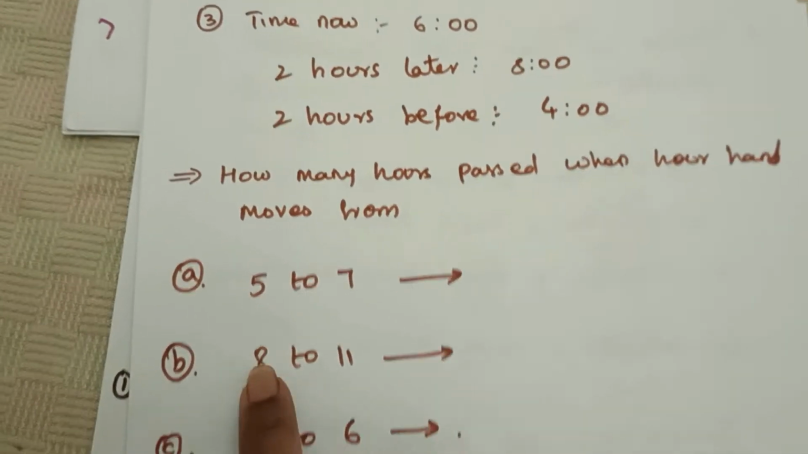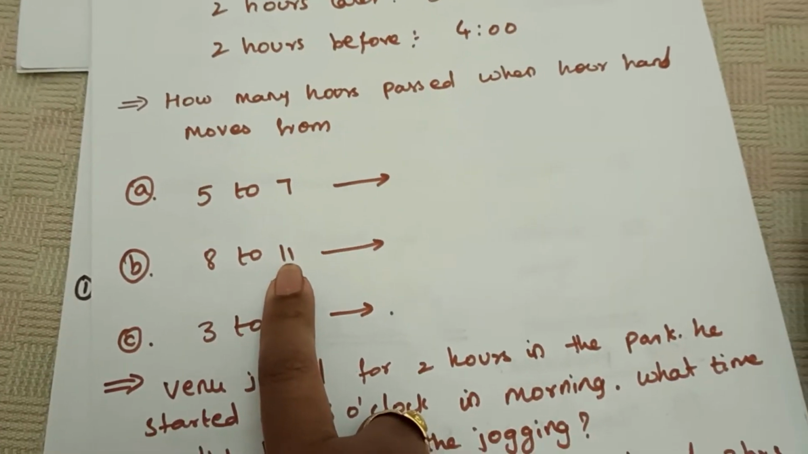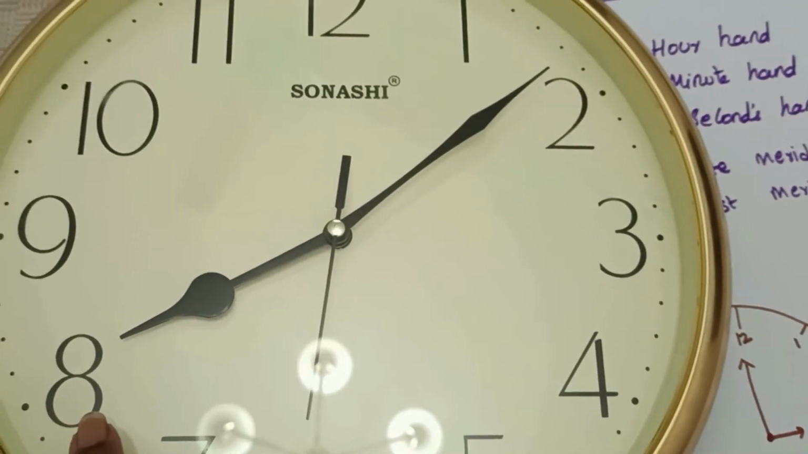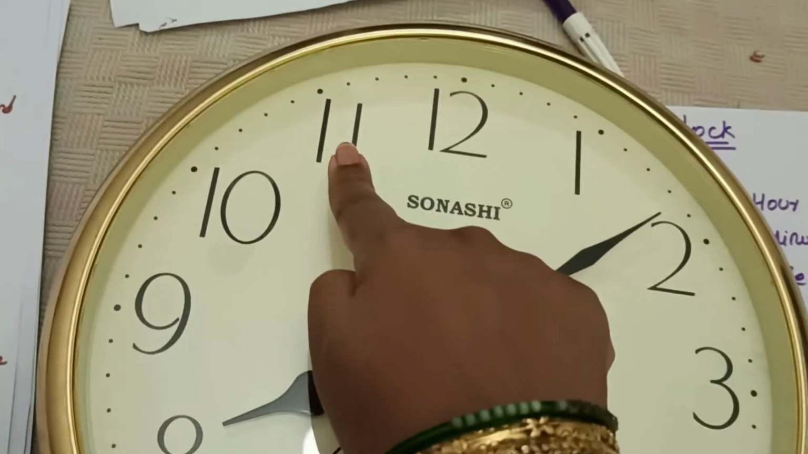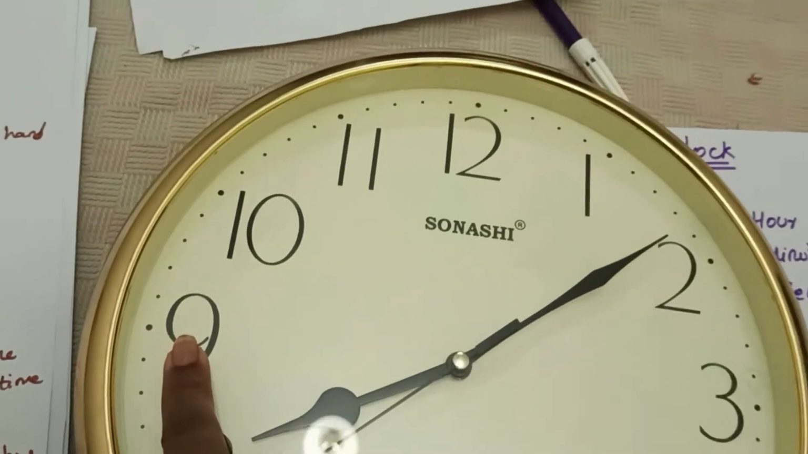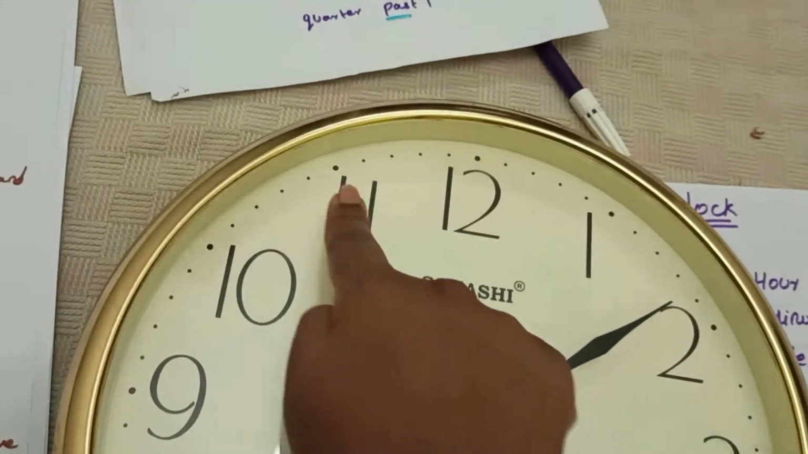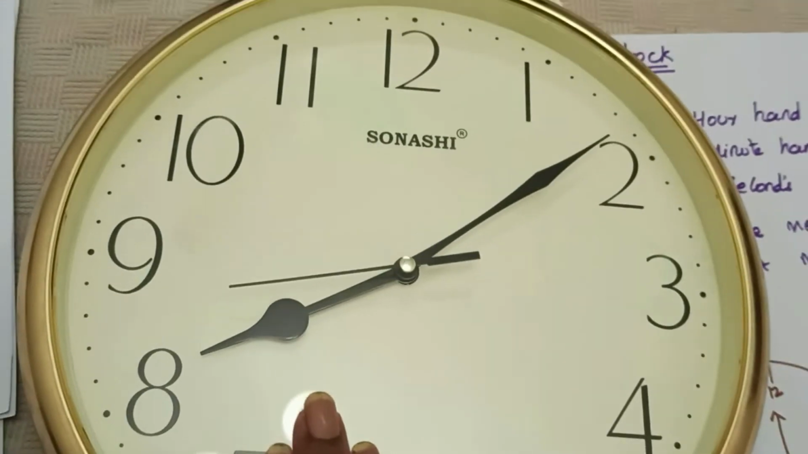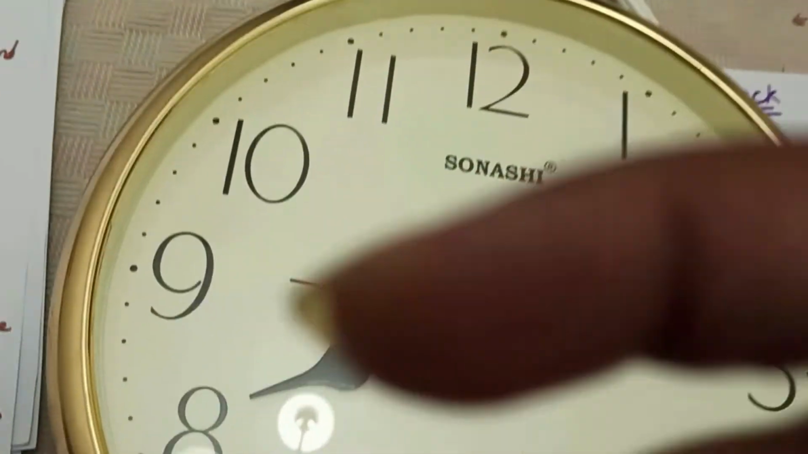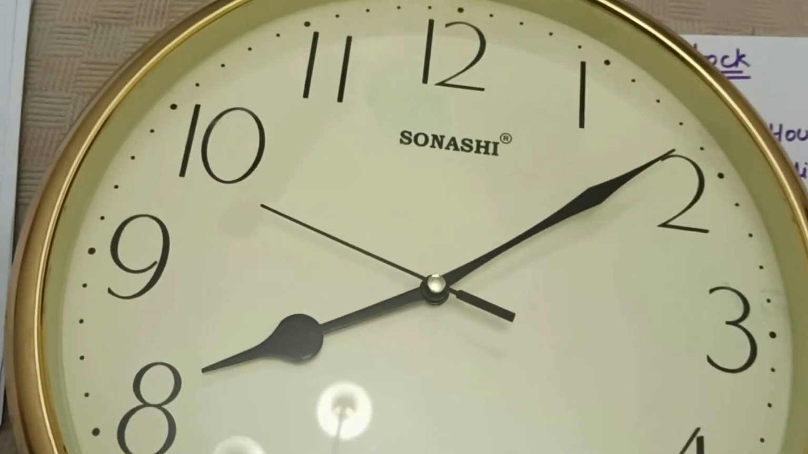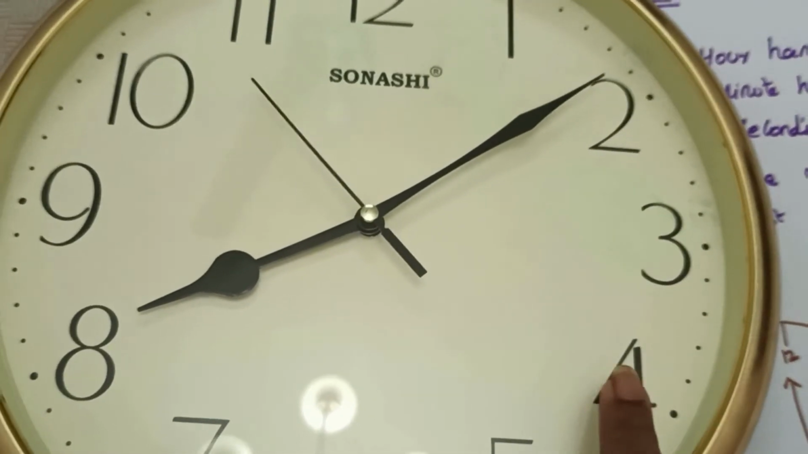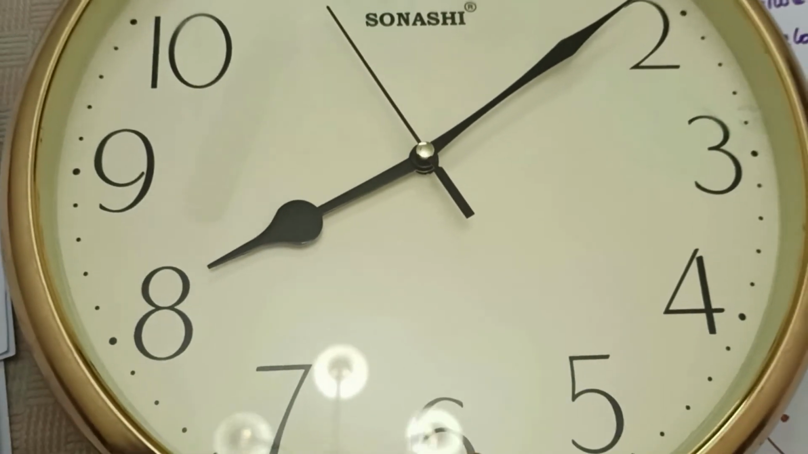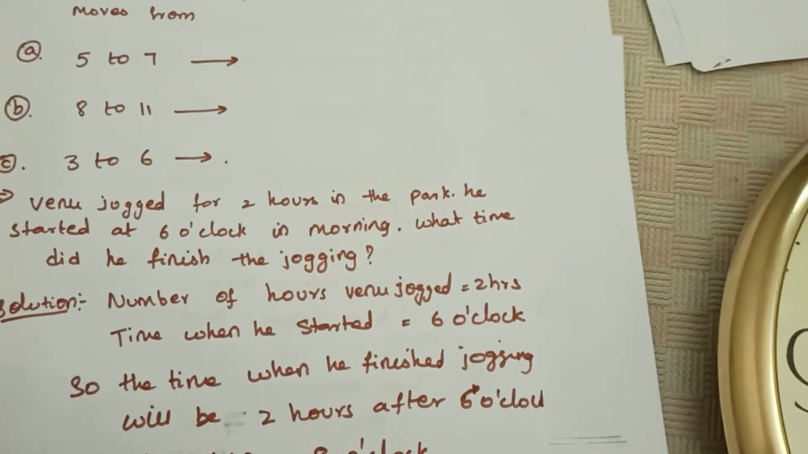In the same way, when hour hand is passed from 8 to 11, how many hours? So when my hour hand is 8, when it will go to 11, after how many hours it will go to 11 means 8 to 9 it has to go, 9 to 10 it has to go, 10 to 11 it has to go. So total 3 hours it will take to go to 11. In the same case, if my hour hand is pointing to 3 and it has to come to 6, how many hours? 3 to 4, 4 to 5, 5 to 6. Total 3 hours.